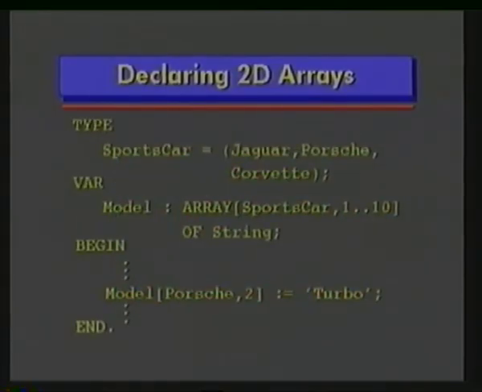Here's an alternative way of declaring the model array. In it, we substituted an enumerated type for the numeric range. You can always use an enumerated type for a range. The number of dimensions in an array is virtually unlimited.